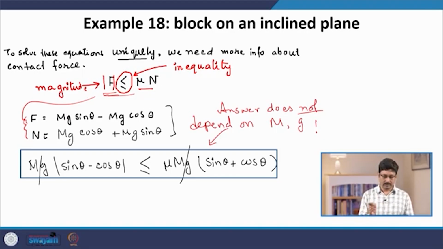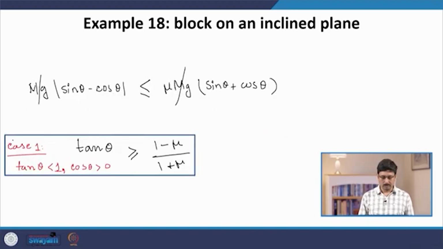There is a range of theta over which the block will be at rest and the frictional force and normal force will be given by these expressions. Note that the mg gets cancelled from both sides of this equation. So, our answer, the range of theta, does not depend on m and g. It is kind of interesting to note.